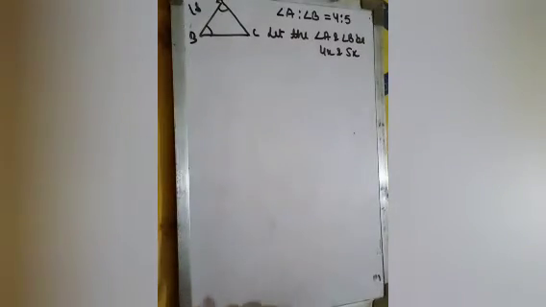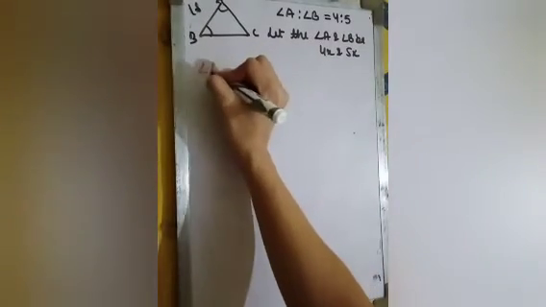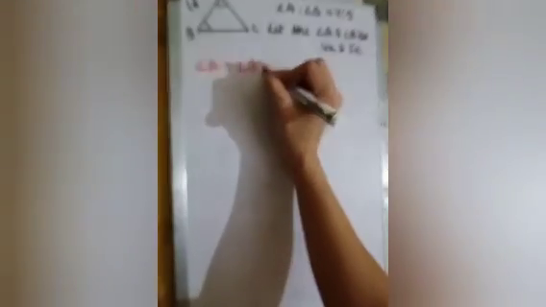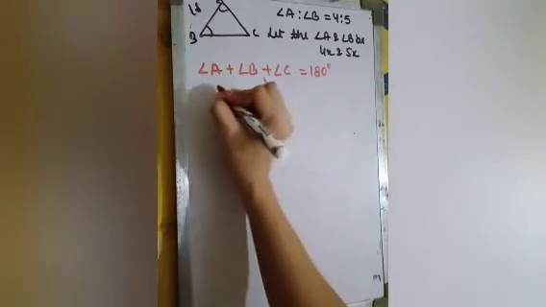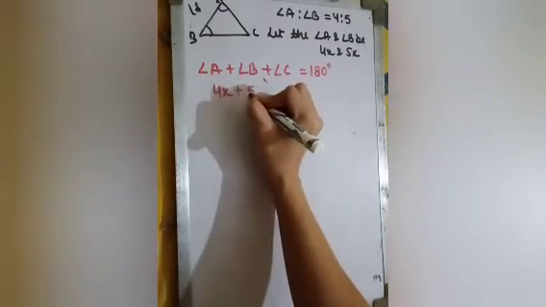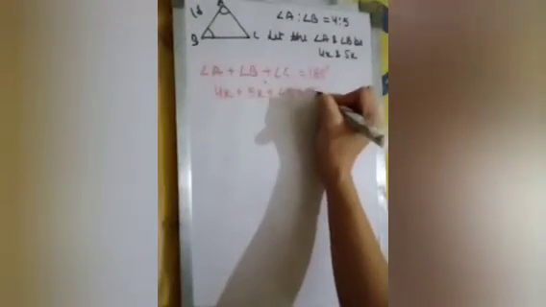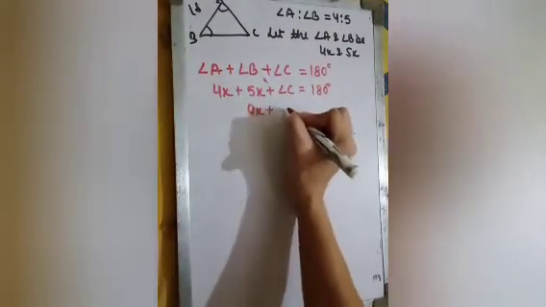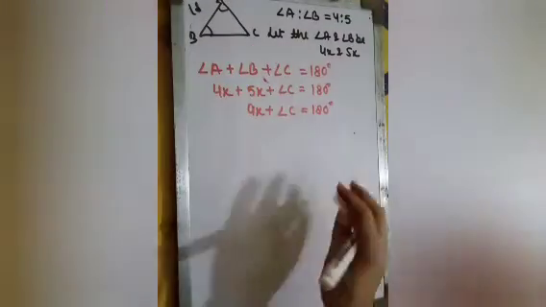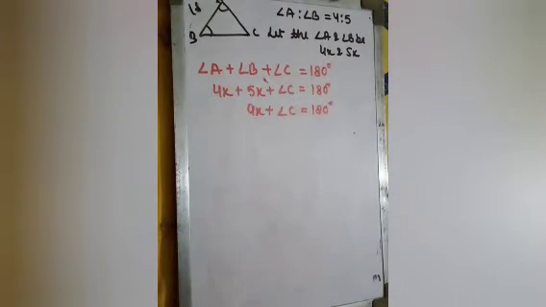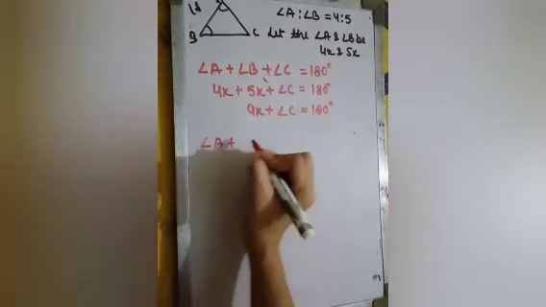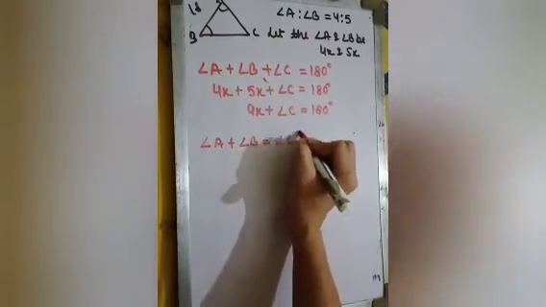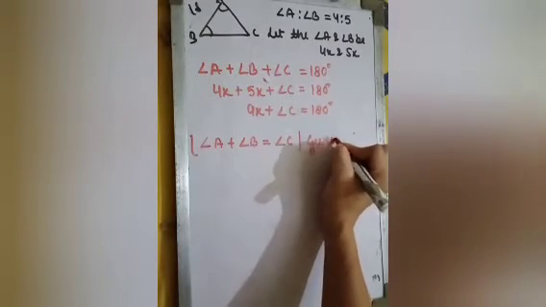Now sum of all the angles of a triangle, that is angle A plus angle B plus angle C equals 180 degree. So 4x plus 5x plus angle C equals 180 degree. 9x plus angle C equals 180 degree. Right. In the question it is given the sum of two angles is equal to the third. That means the sum of two angles is equal to the third. This thing is given in the question.